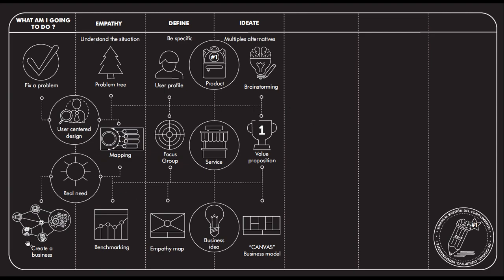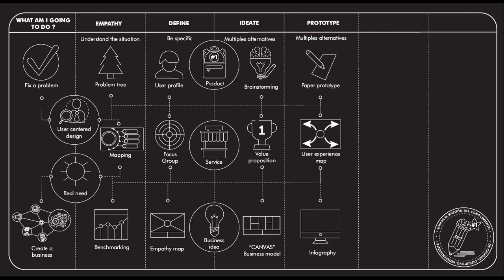If you're creating a business idea, before you develop, you first develop a value proposition, and then you make your business model canvas. That is very important as well. After that, you go to the prototype stage, when you will create multiple alternatives of what? Of prototypes of your product, of your service, or your business idea.